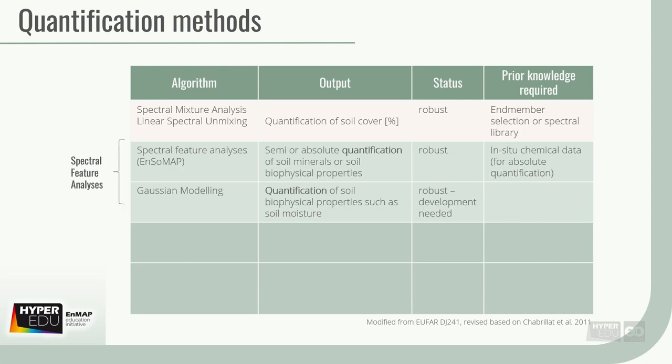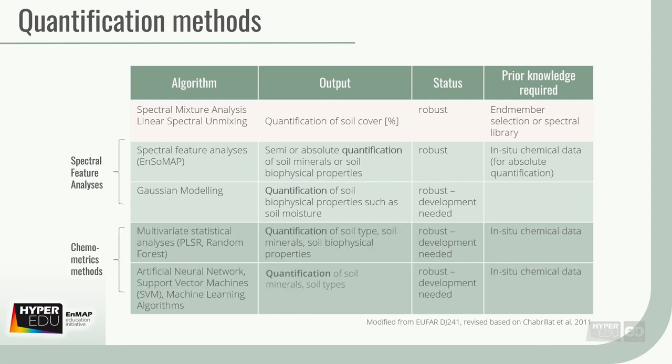With respect to spectral feature analyses, different approaches are used. These can be computationally rather simple, for example, narrow spectral indices, slopes, and absorption band depths, or complex, like the modeling of absorption bands, for example, with a Gaussian model. Both approaches allow for the semi-quantification of soil geochemical and physical properties, such as soil mineralogical composition or soil moisture, without the need for any calibration data. For absolute quantification, however, these methods require in-situ information. The spectral feature analysis is often quite robust and easy to apply. You can try it yourself in the upcoming lesson of this course.